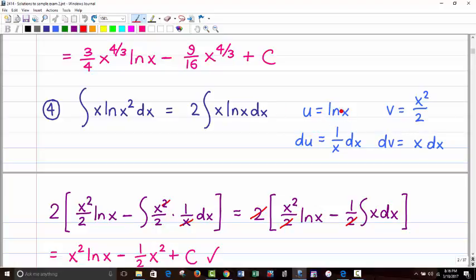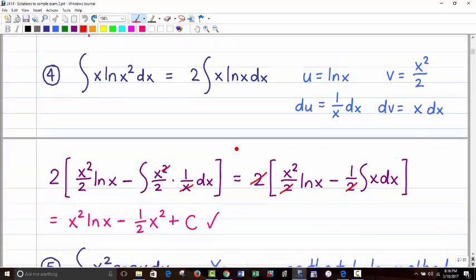Now that makes u be ln of x, and dv would be x dx. So now I just wrote this as 1 over x this time. You see it didn't matter whether I write 1 over x or x to the negative 1. So dv is x dx, which makes the antiderivative 1/2 x squared. So we come down here, and don't forget the 2 here applies to everything all the way across.